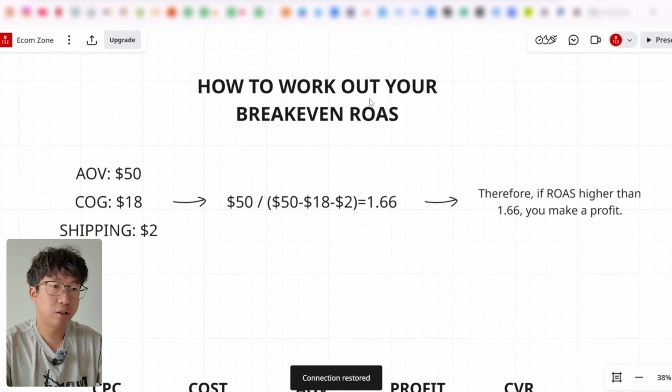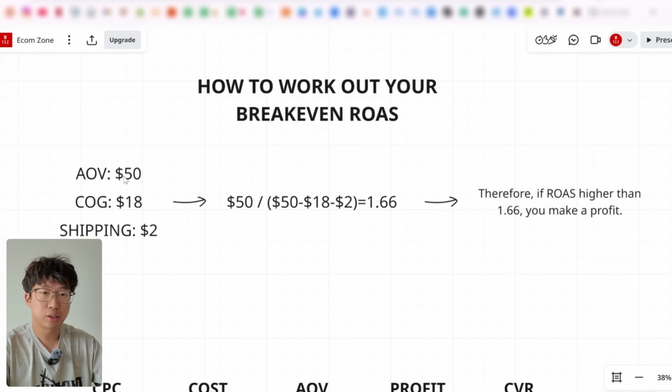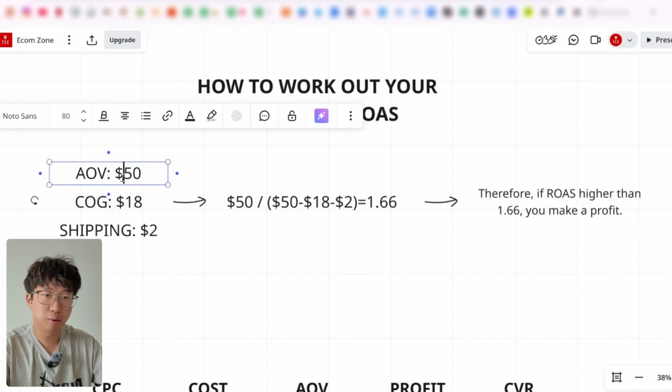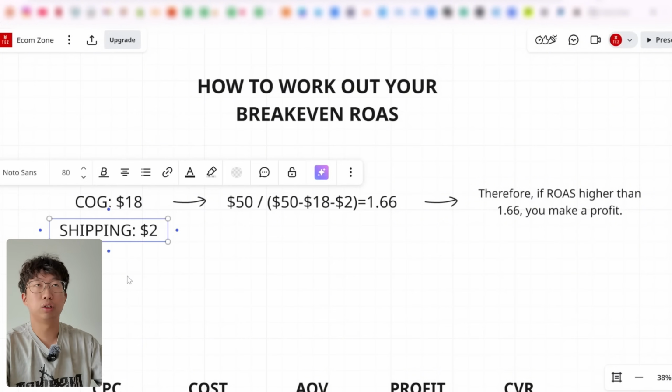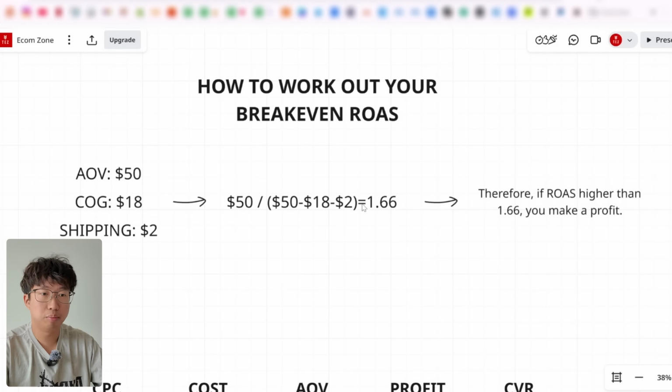So how do you work out your break-even ROAS? Let's just say your average order value is £50 here, right? And your cost of goods on AliExpress is £18 and your shipping costs £2. Now let's just say you're shipping to the US, UK, Canada, Australia, etc. You just want to take the average number and then plug them into this formula here.